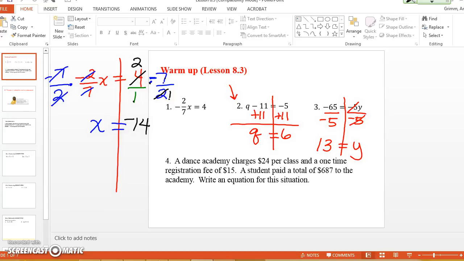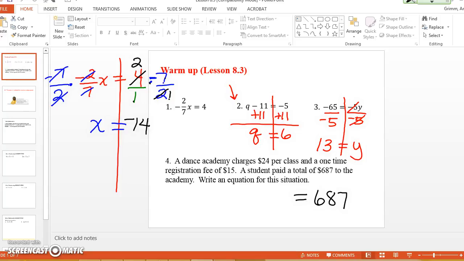All right, so we have a Dance Academy charges $24 per class and a one-time registration fee of $15. If a student paid a total of $687 to the Academy, write an equation. What did I tell you to always start with, Kathy? The total. So we're going to say equals 687. So if you say, I have no idea where to start, that's where you should start, right there.